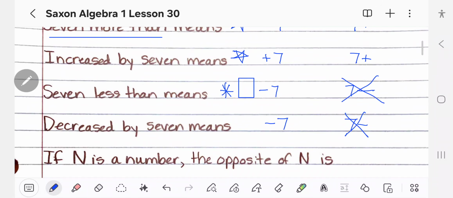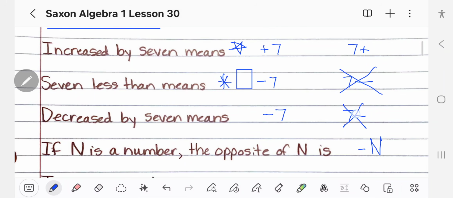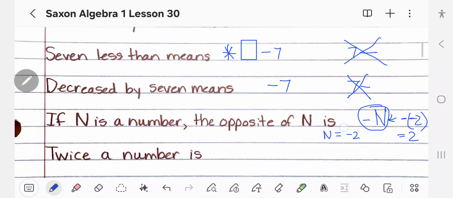If n is a number, the opposite of n would be written the opposite of n. You wouldn't say negative n. Sometimes we say that, but technically you're meaning the opposite of n. Because if n is a negative number, so let's say, what if I said n is equal to negative 2? Then this would mean the opposite of negative 2, which would be positive 2. So we can't say negative n, we're talking about the opposite of n.